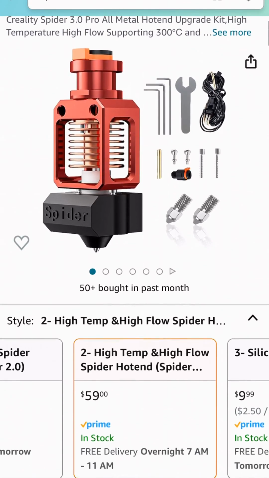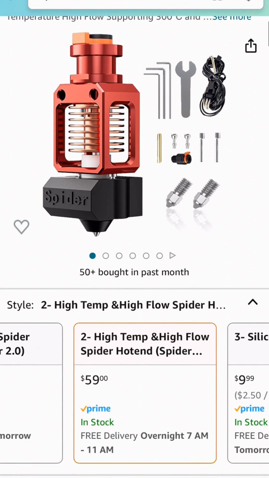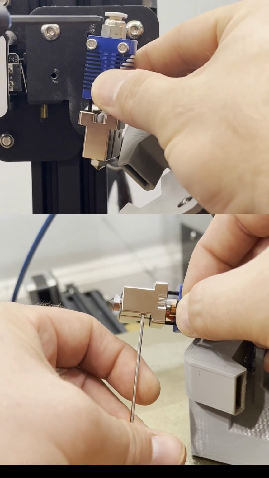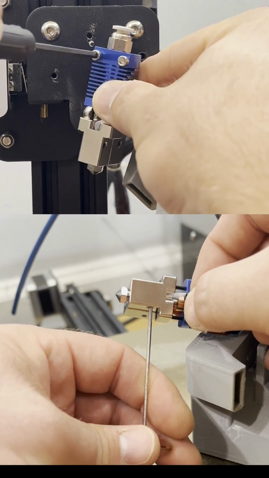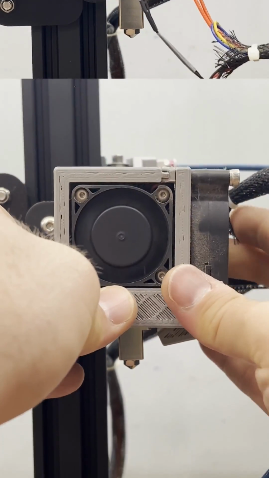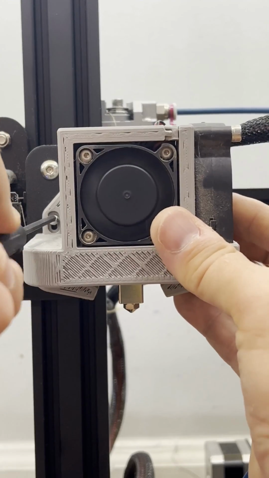When I bought these two hotends, the Spider V3 ran $60 on Amazon, and the budget hotend cost half of that. And thankfully, installing one is not too difficult of a task, unless of course you finish up and go to put the silicone sock on and realize you can't, because you installed the hotend backwards.